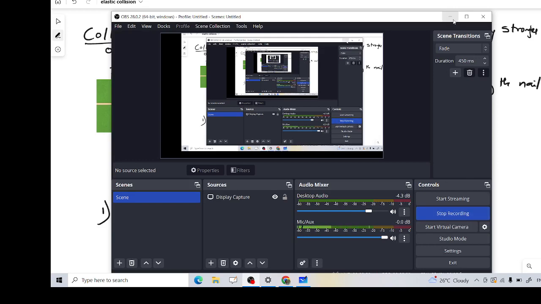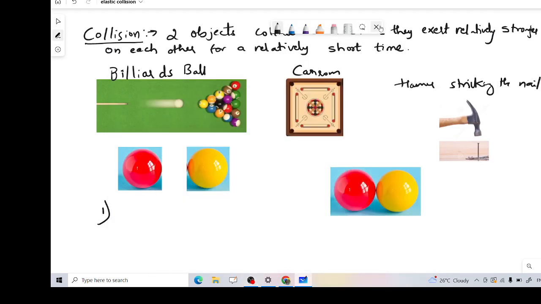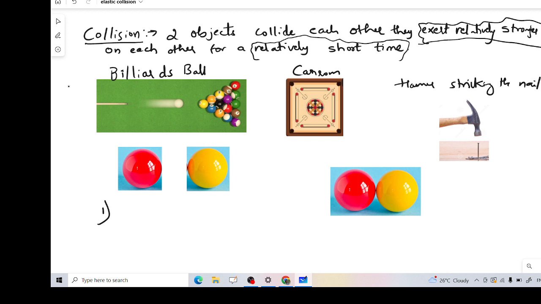Hello friends, today we are going to study the topic of collision. The first thing we need to understand is what a collision is. A collision is when two objects collide with each other, they exert relatively strong forces on each other for a relatively short period of time. So for a collision, two objects are necessary.